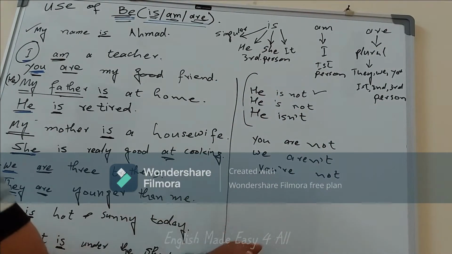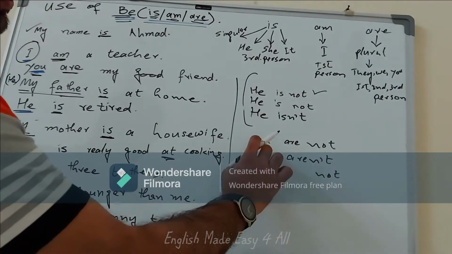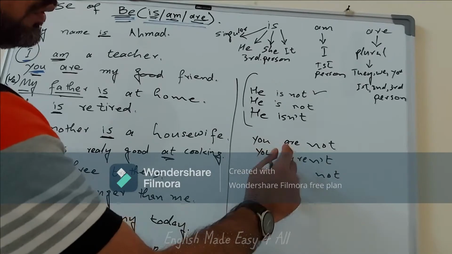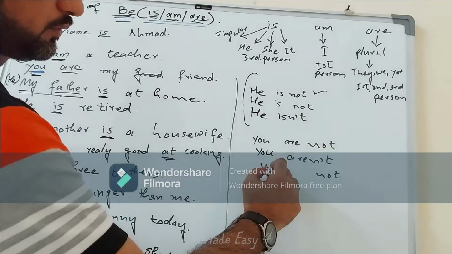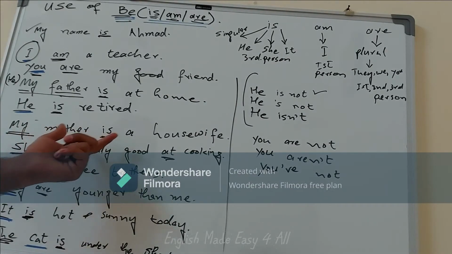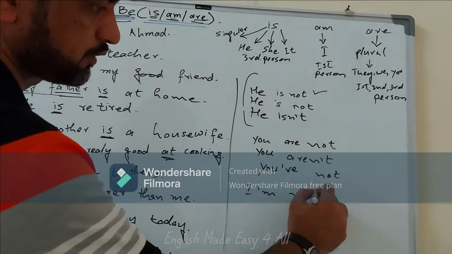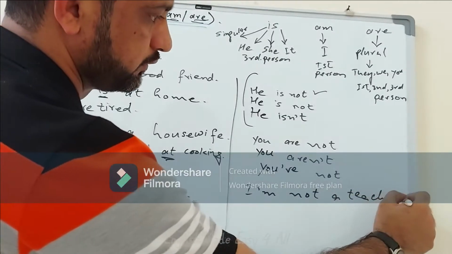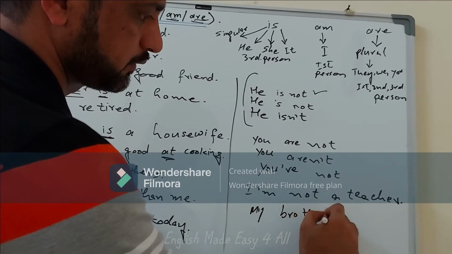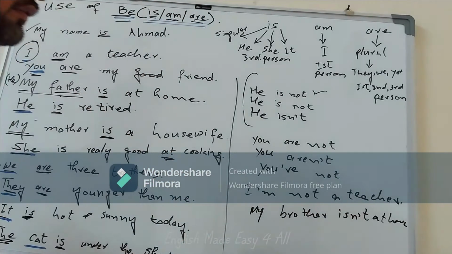And then we can write here you are not, you aren't. So these are the contractions to use is, am, are. My mother isn't a housewife. For example, I'm not a teacher. My brother isn't at home. Any of the sentences we can say.